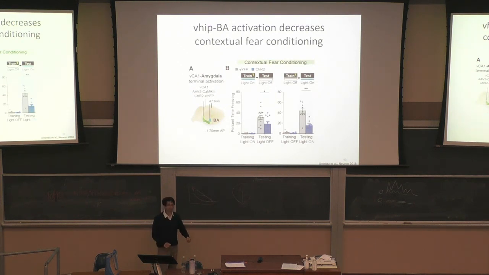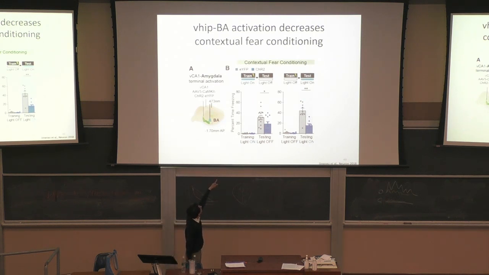Right, so now that we know there are different cells, they wanted to see what a projection to the amygdala does. So they injected a virus in the ventral hippocampus, and the axon terminals carry the ChR2 all the way to the synaptic contacts in the basal amygdala. Then they do contextual fear conditioning, a behavior that is known to require both the ventral hippocampus and the amygdala.